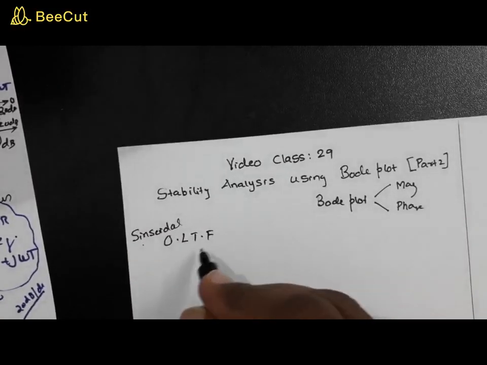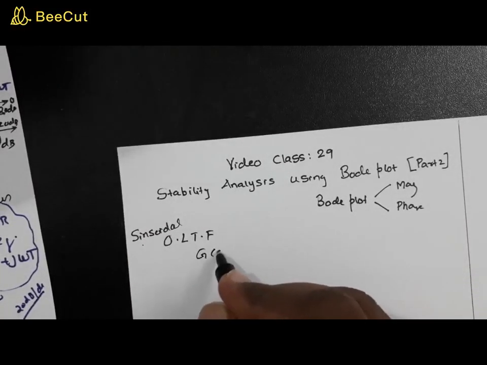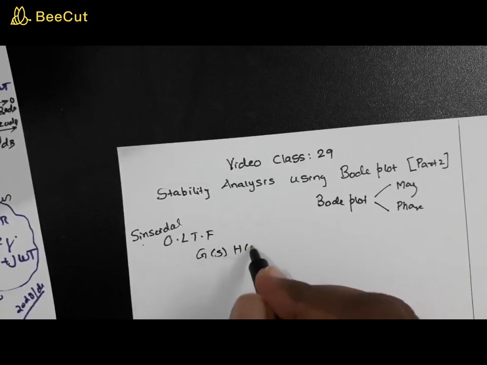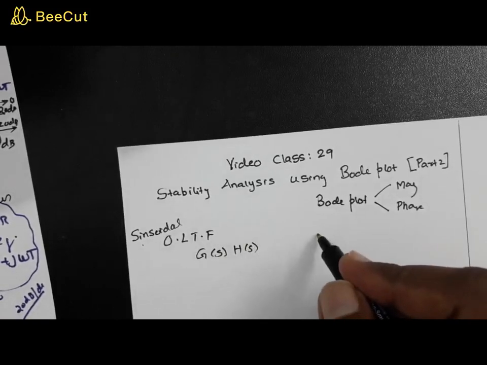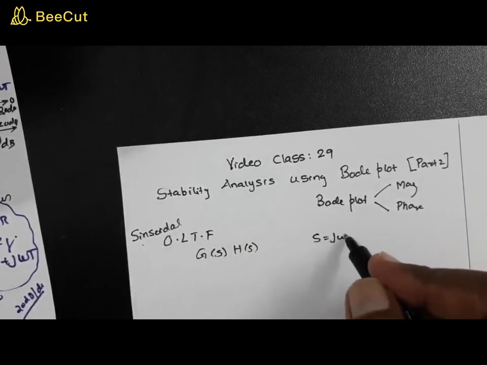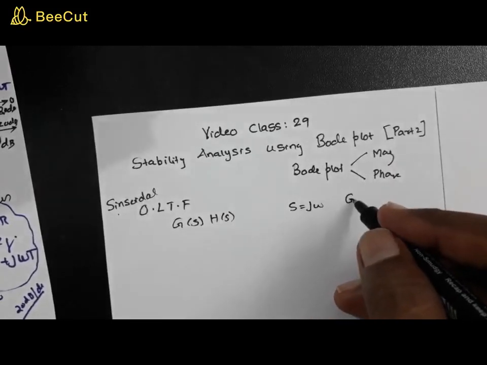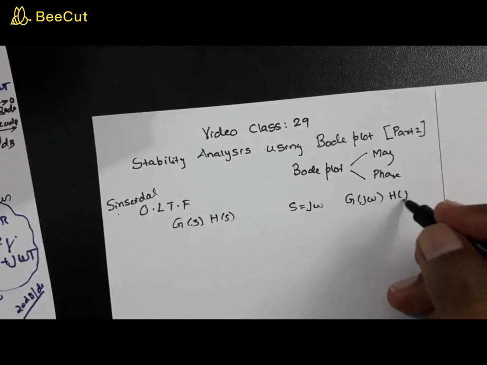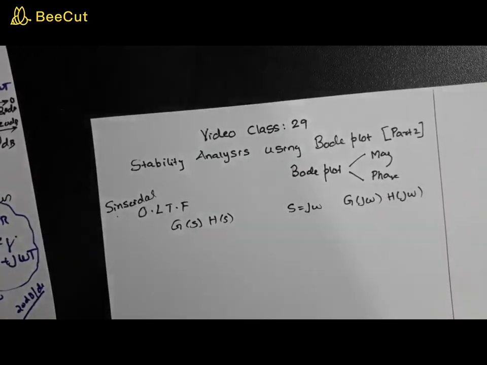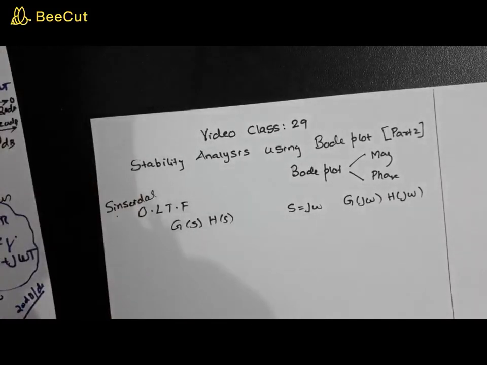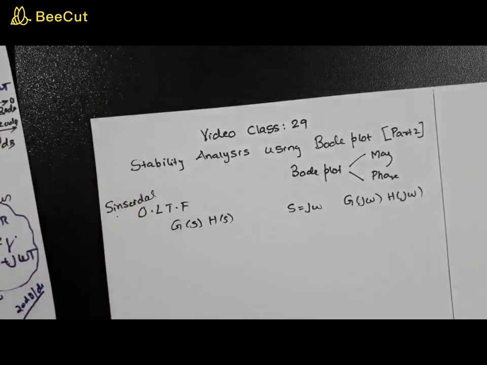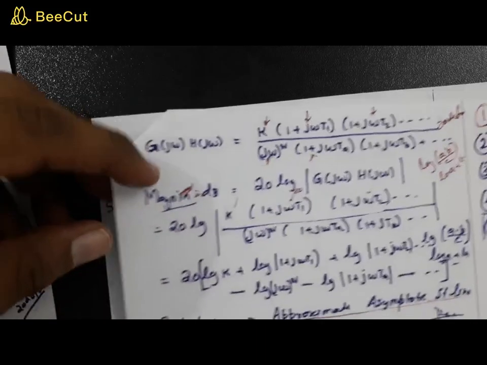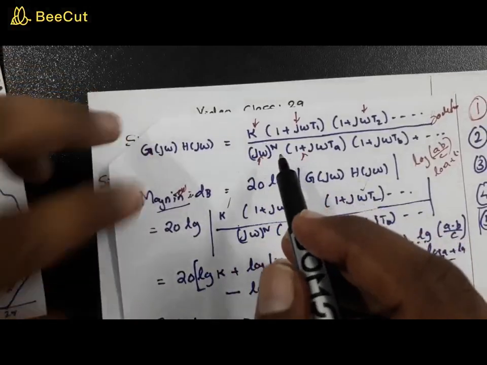Now, what do you mean by sinusoidal open loop? An open loop transfer function is given by G(s)H(s). When you substitute s equal to j omega, then that is actually your sinusoidal open loop transfer function. I'll just show you the previous slide which we have seen. We have got a generalized expression. I'm not going to write it again and again.